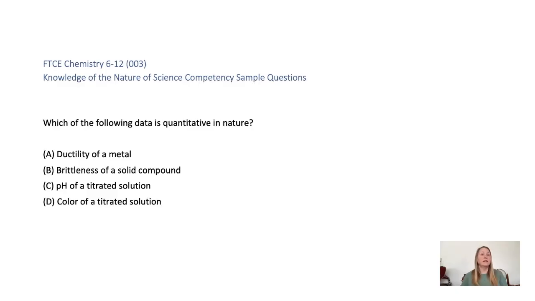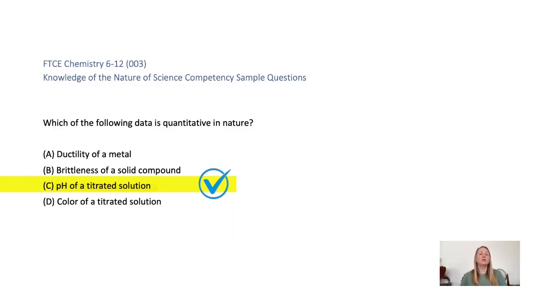A, ductility. This describes a property, not a measurable number. B, brittleness. It describes how easily something breaks, not a specific value. D, color. You can describe it like pink or blue, but it's not a number unless using a special scale. The correct answer is C, pH of a titrated solution.